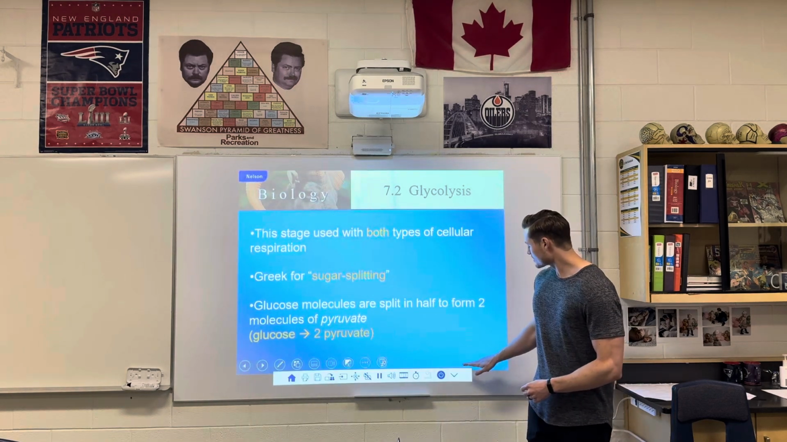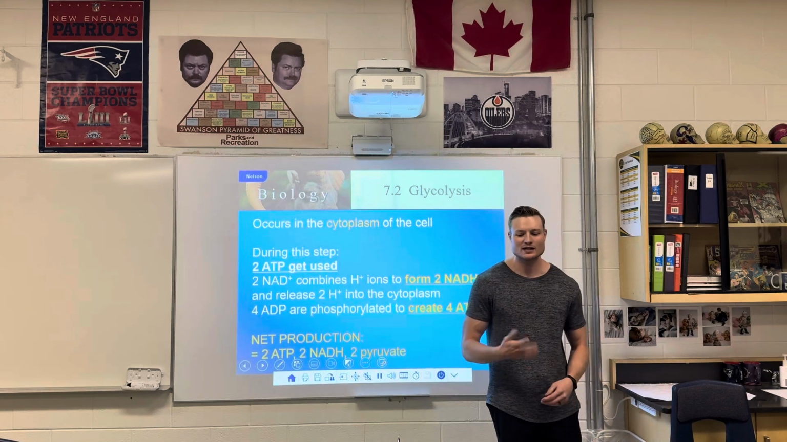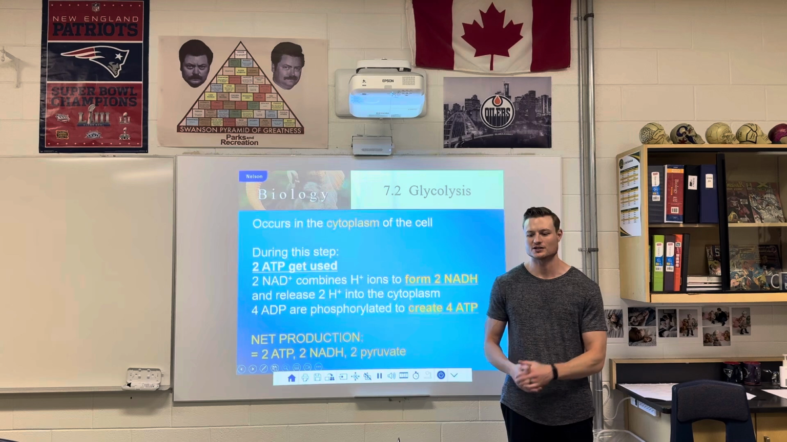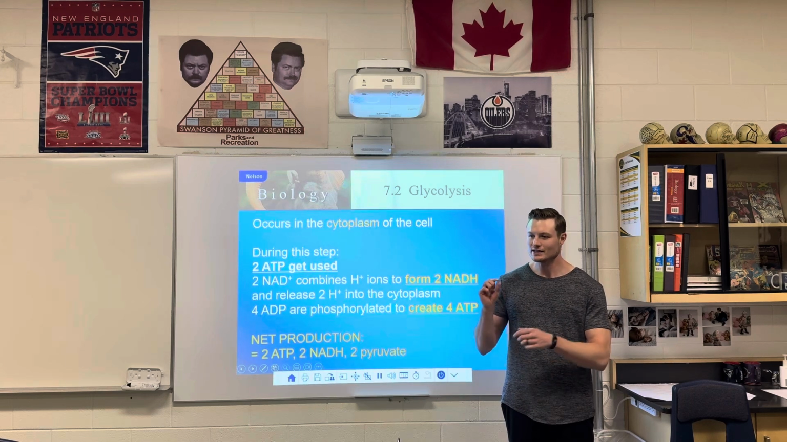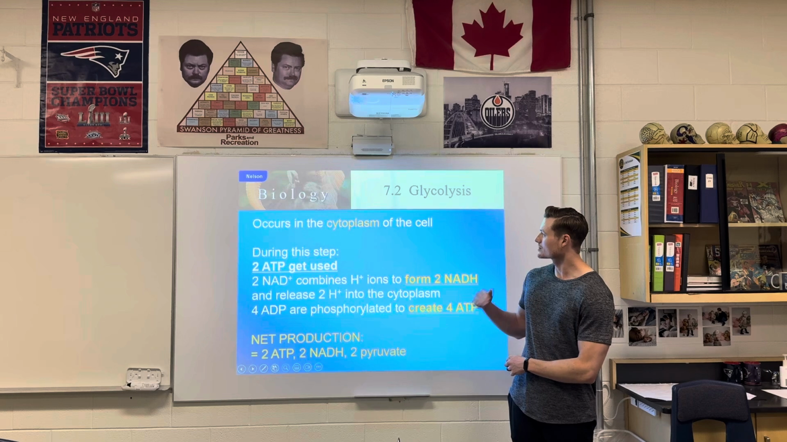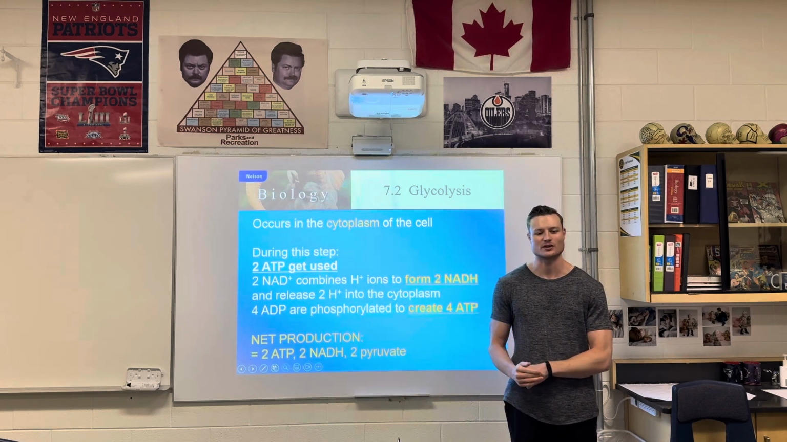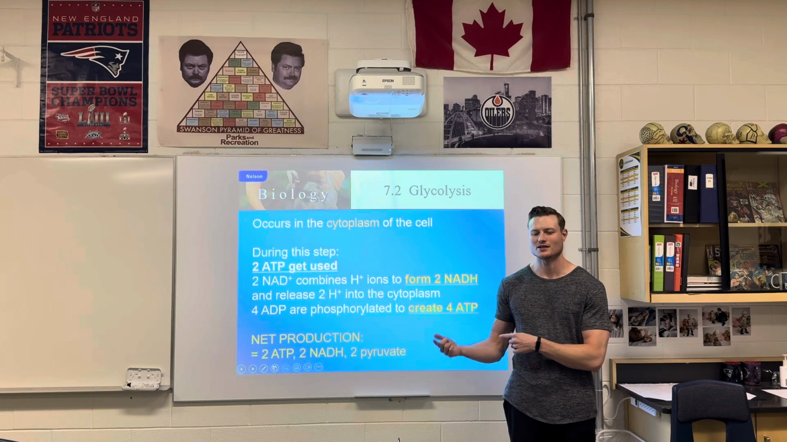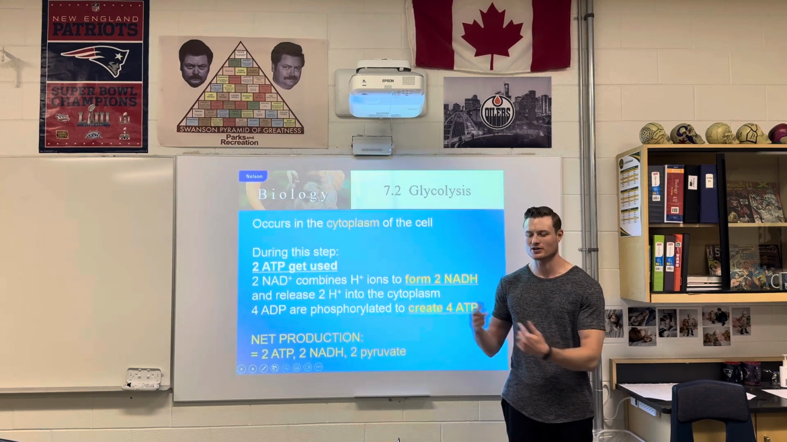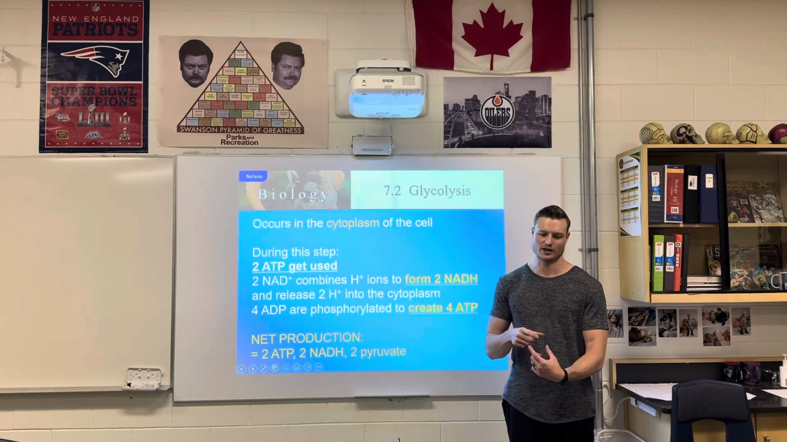Now, there's the old analogy, right? You gotta spend money to make money. It's the same idea here. Glucose doesn't get broken down for free. You can't just break glucose down. It needs a little bit of energy to start the process. So glycolysis actually takes 2 ATP to get started, which kind of doesn't make any sense. I'm like, well, if I want to break the glucose down to make energy, why am I using energy to break the glucose down? The answer is you get out more than you put in.